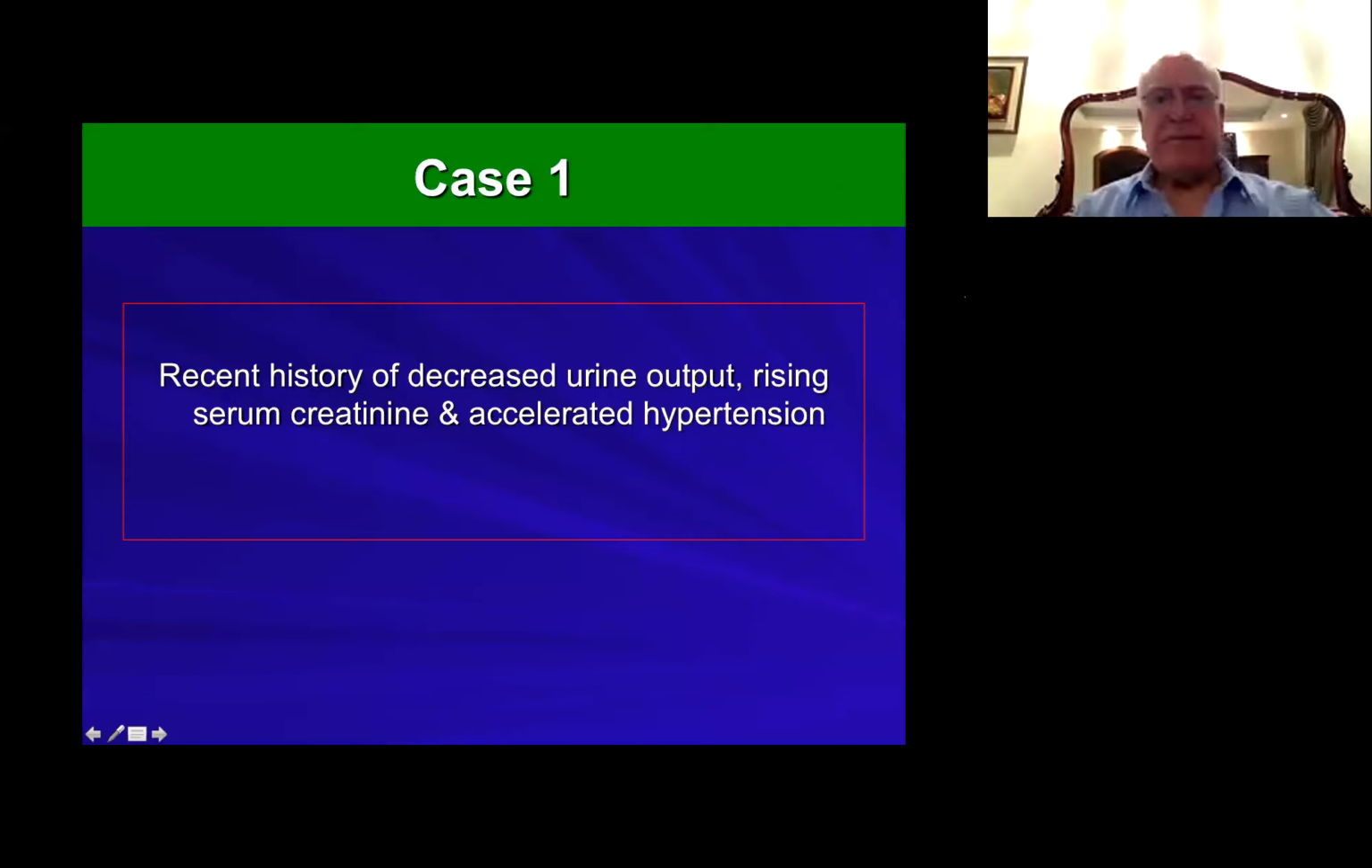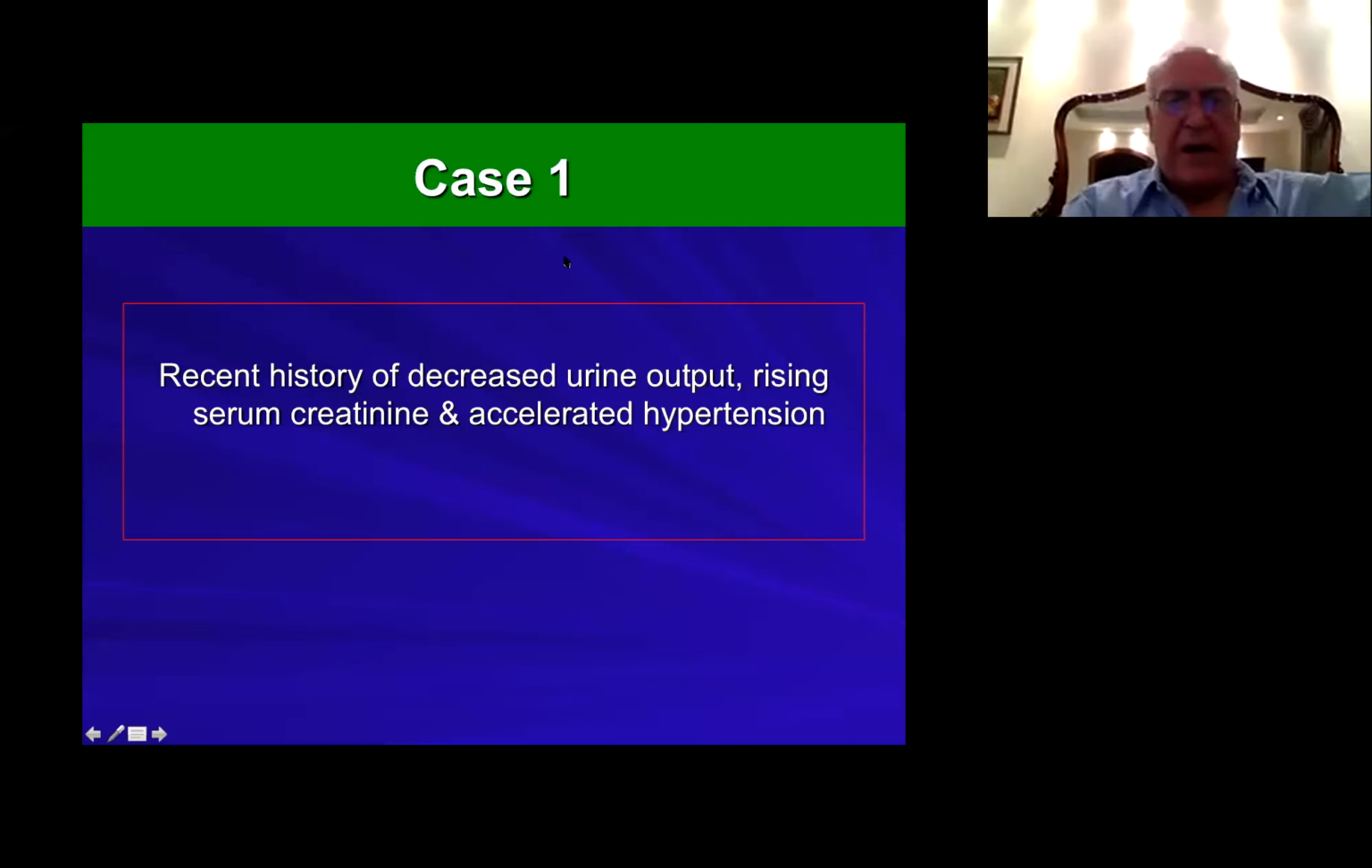Okay. Now, our first case. This is a recent history of decreased urine output, rising serum creatinine, and accelerated hypertension. So that's basically the title of the case.